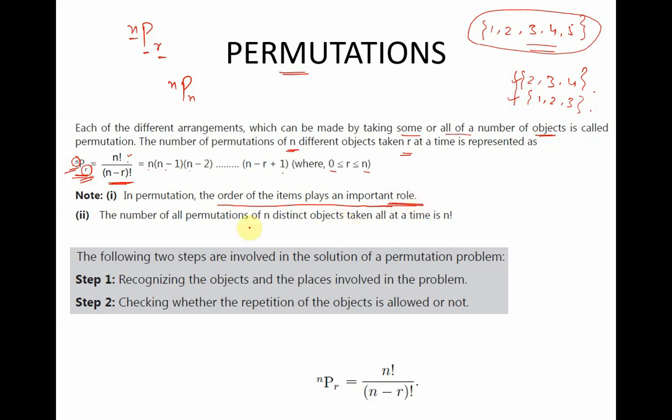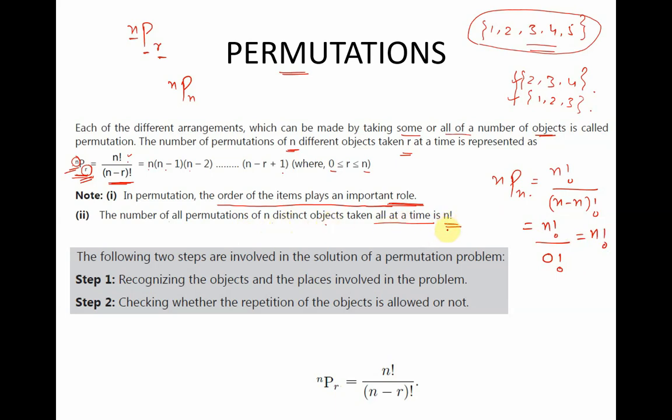Another important point being, if I am taking all the objects at the same time, if I am using nPn, what it means is the number of all permutations of n distinct objects taken all at a time. That will be nPn. So if I put this in this formula, I will get n factorial divided by n minus n factorial, which will be equal to n factorial divided by 0 factorial, and as we have talked about in the previous session, 0 factorial has a predefined value that is equal to 1, so this will be equal to n factorial. So the number of permutations of n distinct objects taken all at a time is always equal to n factorial.